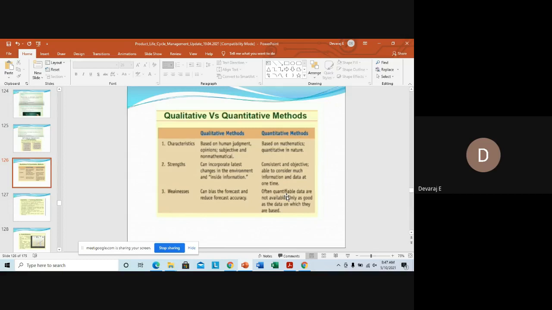So this is about the characteristics. Characteristics indicate that in qualitative, the results or the statement will depend upon human judgment, that is, the experience of the employees. But in quantitative, all the possible solutions will be solved by using mathematical equations. Now if you come to strength, the second point says it can incorporate latest changes in the environment and inside information. What is the meaning of this? Which point, sir? The second point, strength.